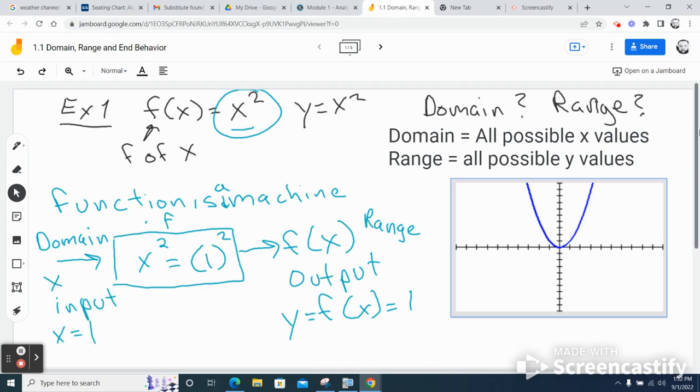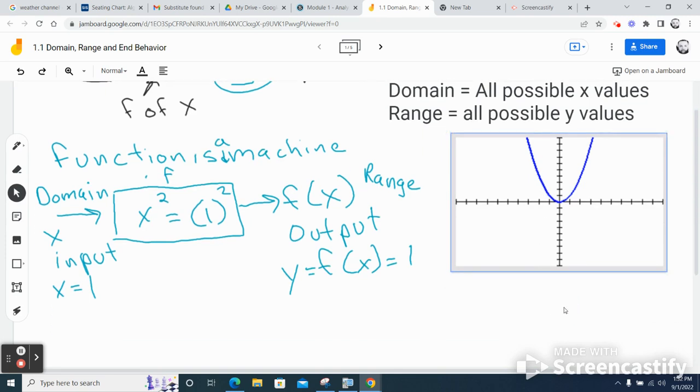All right. So remember that your domain are all the possible x values. Now on the graph, what are the x values? So the x values, this is the x-axis, right? That's the left to right stuff, isn't it? So when I think in terms of x, I think about going left to right, right? So any point on the graph, I've got an x value.